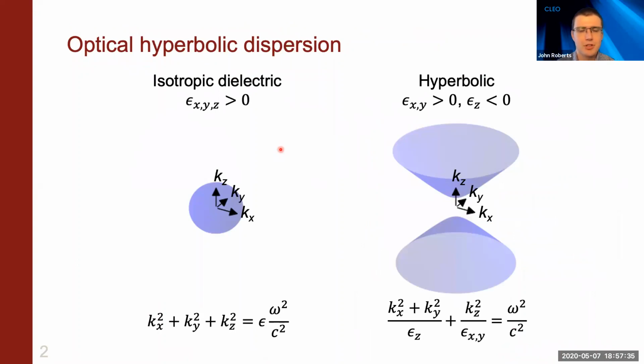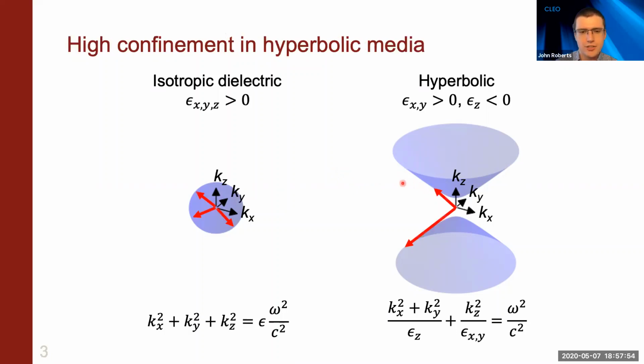optical hyperbolic dispersion has been very heavily studied, and the best way to understand the consequences of hyperbolic dispersion is to look at isofrequency surfaces in wave vector space. In an isotropic dielectric, you can have one wavelength in any direction, but in a hyperbolic material, the allowed wave vector surfaces become open hyperboloids. So in certain directions, you can have very large wave vectors corresponding to very short wavelengths or high confinement in a hyperbolic medium.